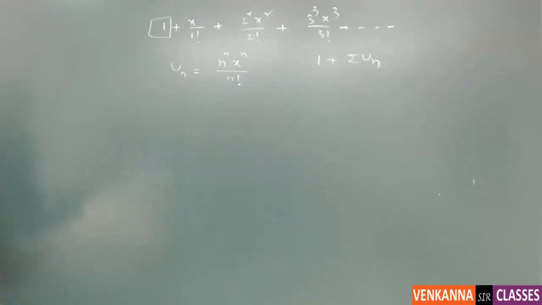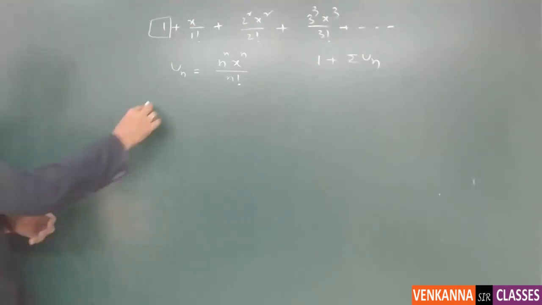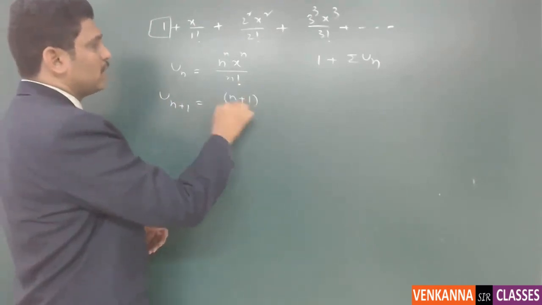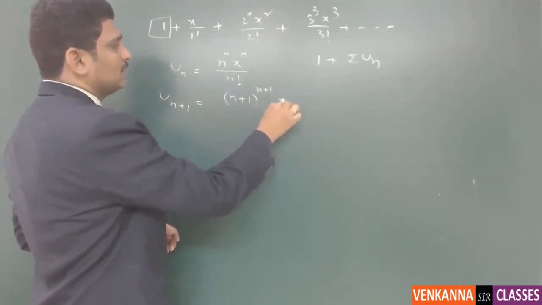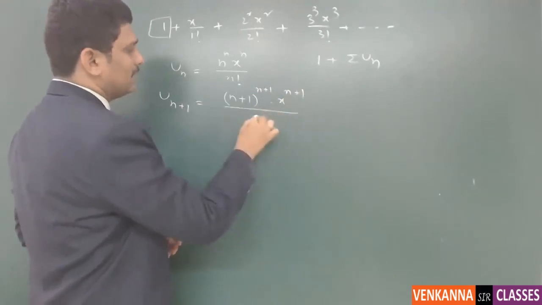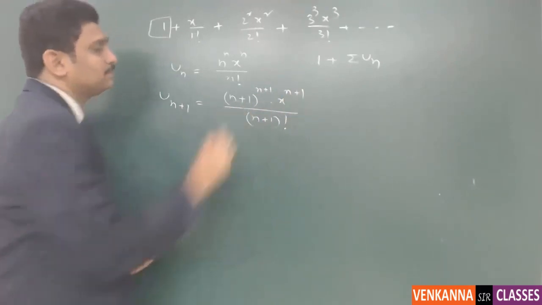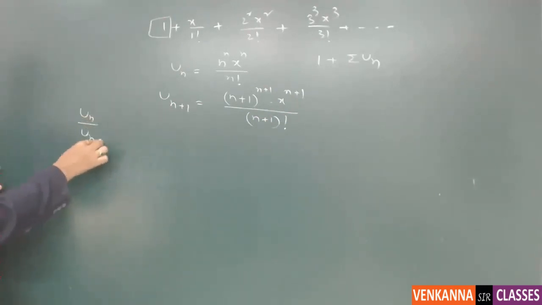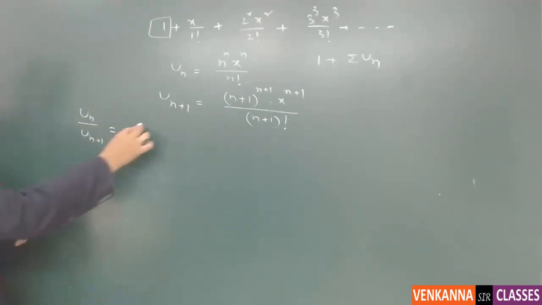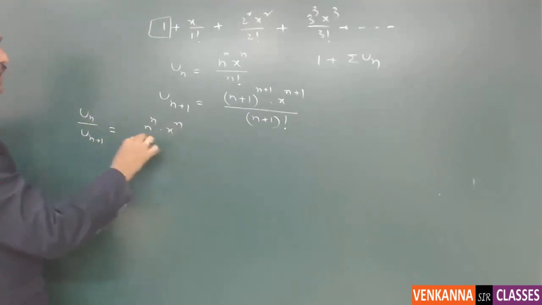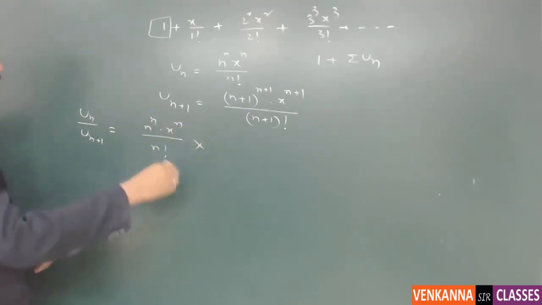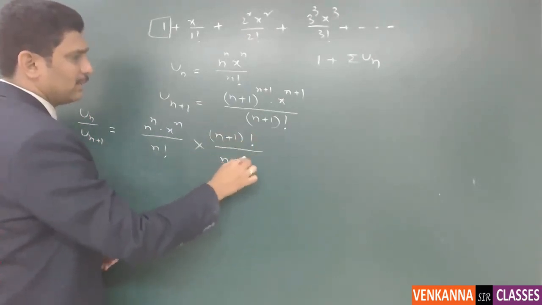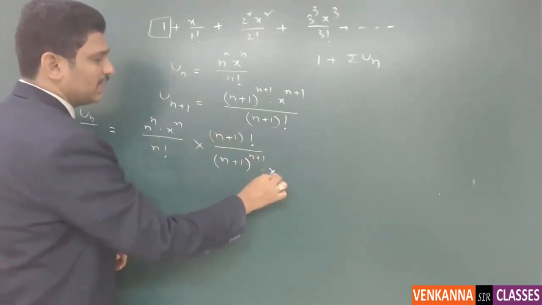So let us calculate the next value, un plus 1 equals n plus 1 whole power n plus 1 into x power n plus 1 by n plus 1 factorial. So if we calculate un by un plus 1 equals n power n x power n by n factorial into n plus 1 factorial by n plus 1 whole power n plus 1 into x power n plus 1.